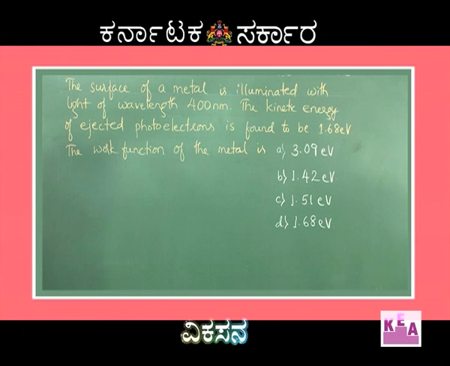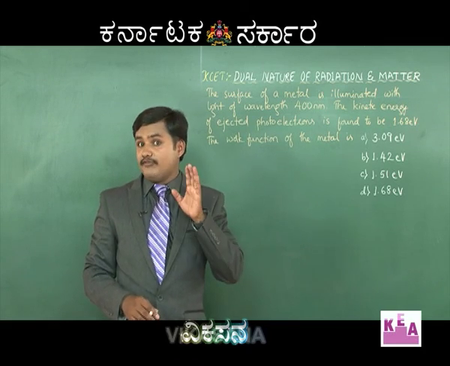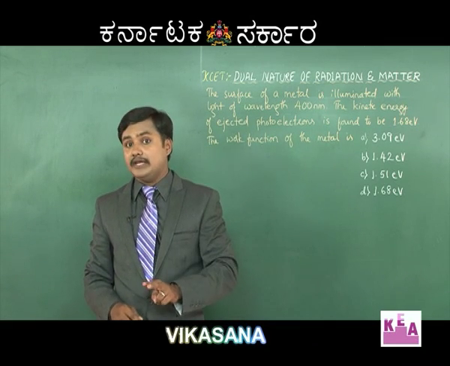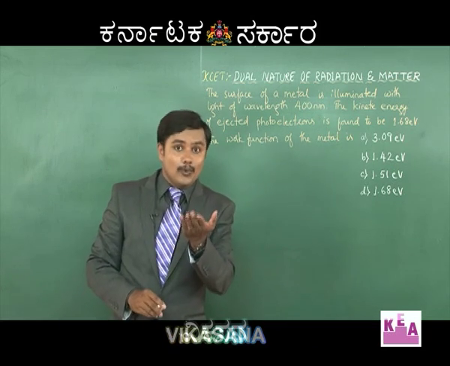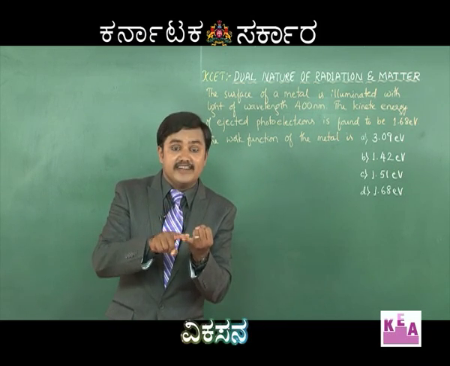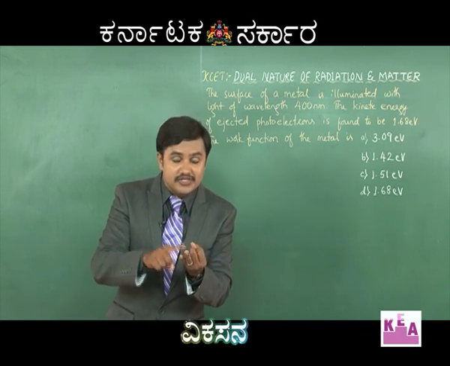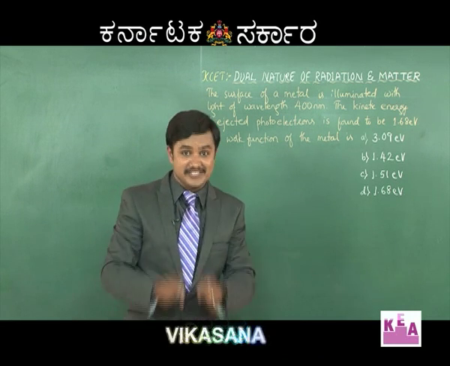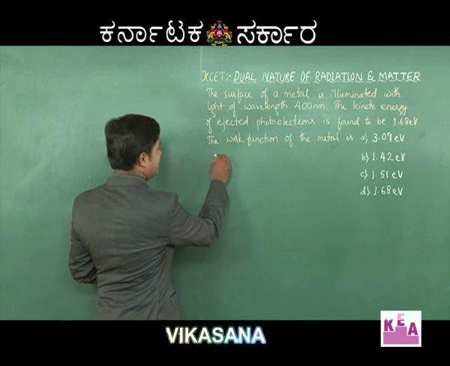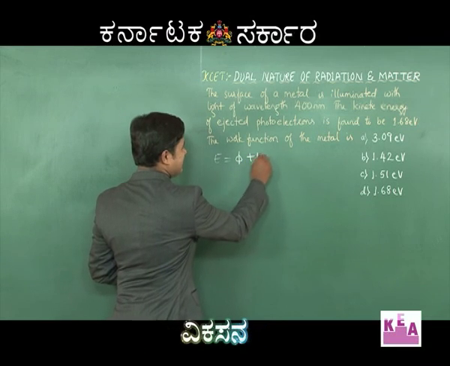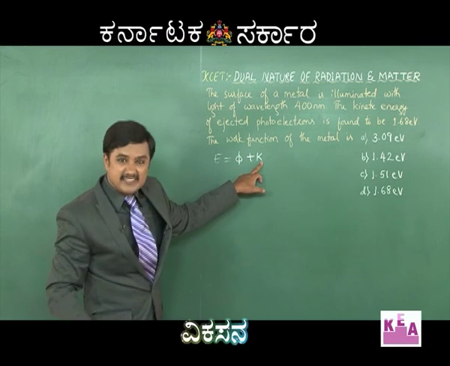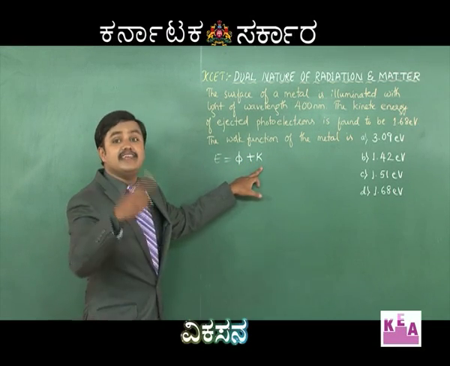Dear students, the most expected question from photoelectric effect will contain any two data out of three. You know what those three are? Number one, incident energy, number two, work function, and number three, maximum kinetic energy, because Einstein's photoelectric equation is E is equal to phi plus K, work function plus maximum kinetic energy. Out of these three, they will give you any two.